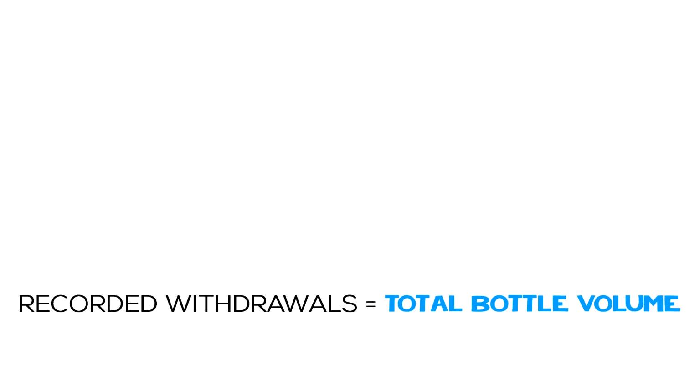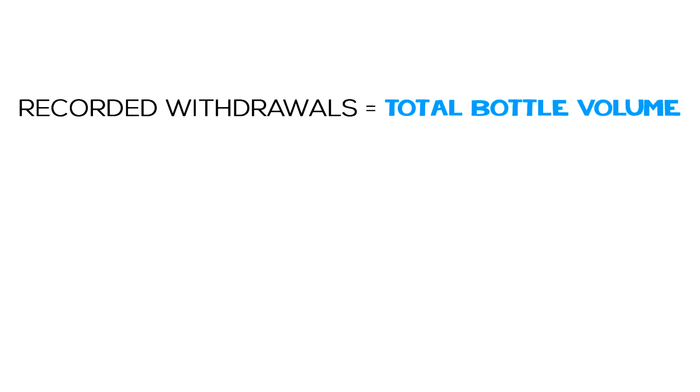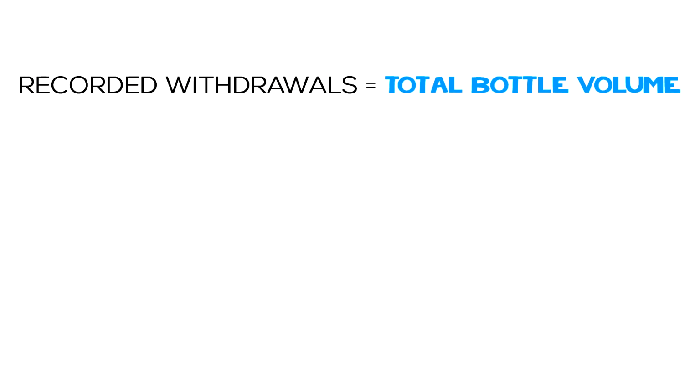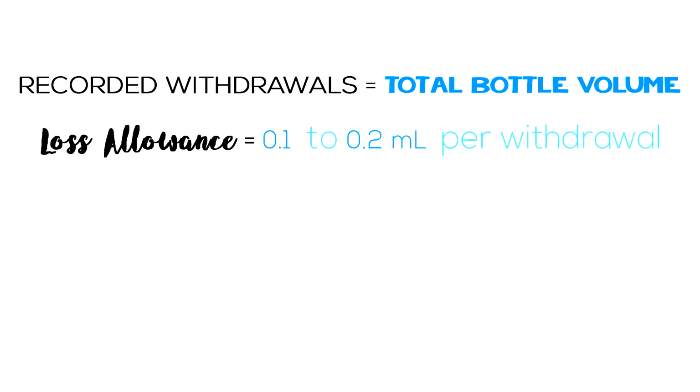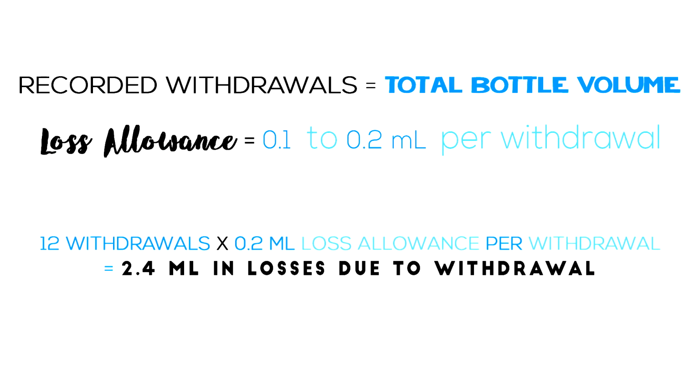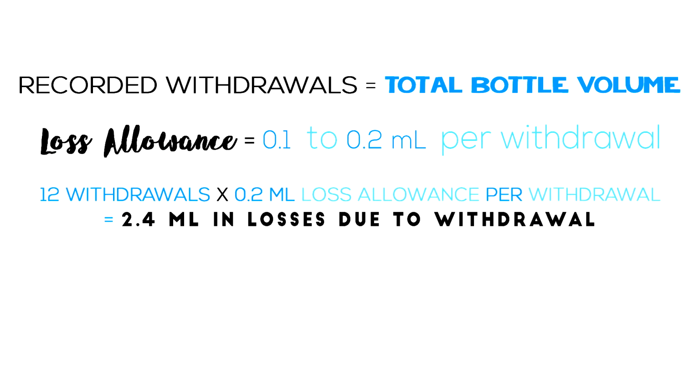When a bottle is emptied, the recorded withdrawals from the bottle can be added up. This total should equal the original amount in the bottle. There is an allowance made for loss due to withdrawal from the bottle. Loss due to withdrawal is normally between 0.1 and 0.2 ml per withdrawal. As an example, if 12 withdrawals were made from a bottle, a total of up to 2.4 ml, 12 withdrawals times 0.2 ml per withdrawal, could be attributed to losses due to withdrawal.